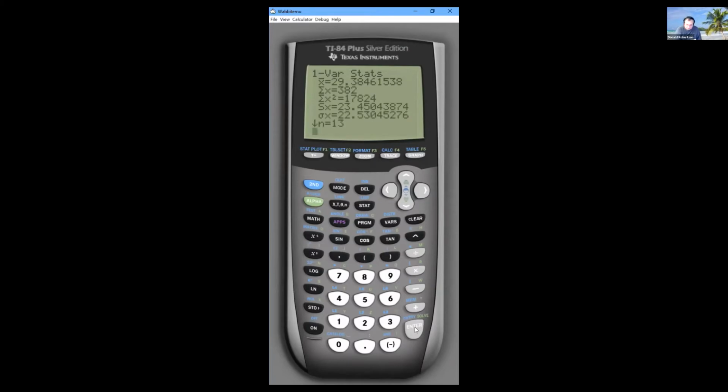And here's all the good stuff. In fact, not only all the good stuff, a whole load of other good stuff that I don't need right now. Do you see that little x bar? The mean. And in this case, 29.4, because I'll round it off.